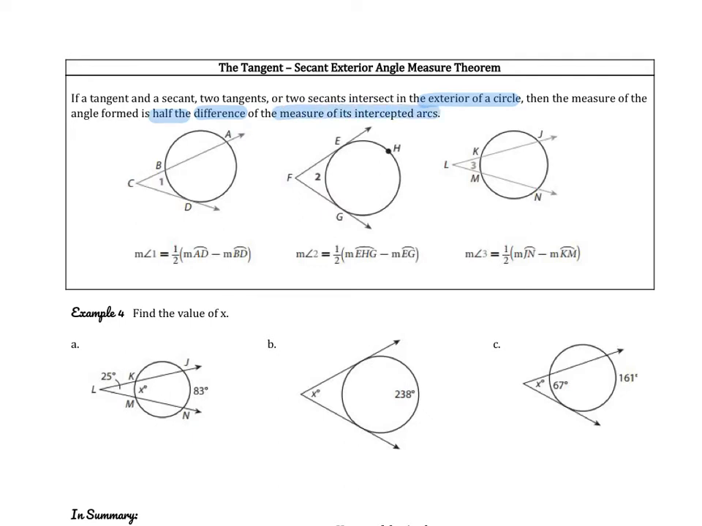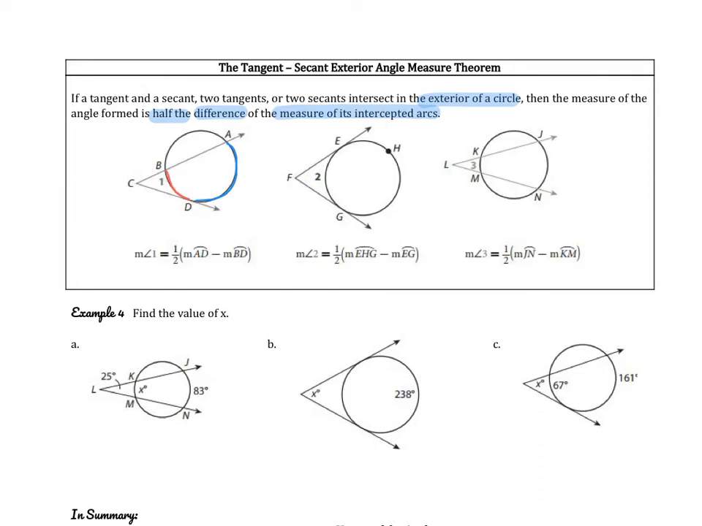So in this first picture, you see that we have a secant and a tangent. So we can find the measure of angle 1 by doing 1/2 the difference of the two intercepted arcs. So that would be AD and BC. So we do the measure of AD minus the measure of arc BD.